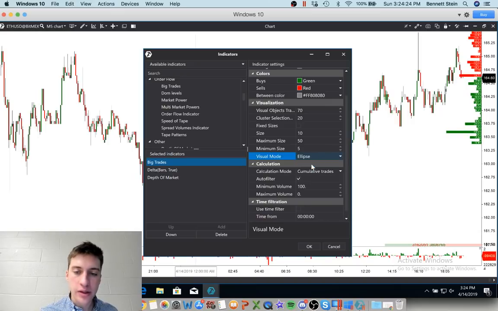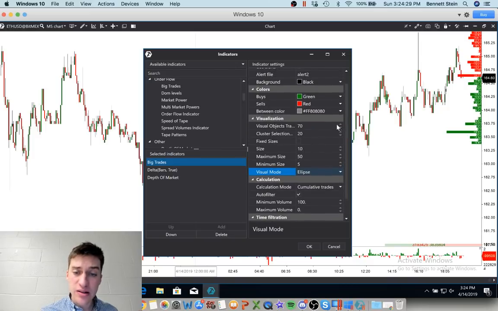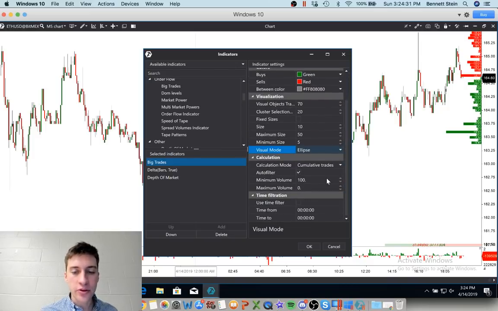What we can do, I'm going to make this a little ellipse, size 10. Okay, no, that's for the shape. There are so many settings, my God. No, minimum volume is not going to be 100. Hopefully, let's make that much higher than 100. 100,000 in one trade. So this is tracking just single print trades, separated trades. Does that? Yeah, that's good.